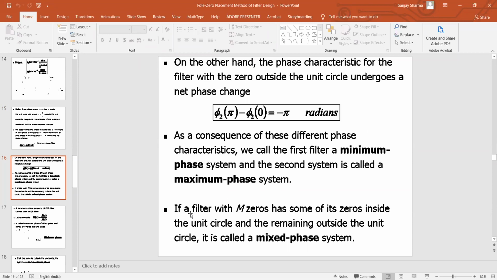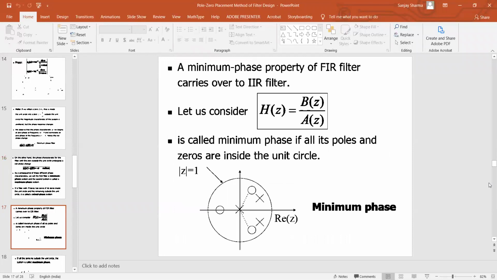All right. Now, if a filter with capital M zeros has some zeros inside the unit circle and some zeros outside the unit circle, these systems are called mixed phase systems. The phase change will be in between the minimum and the maximum phase. Now, the minimum phase property of FIR filters carries over to IIR filters also.